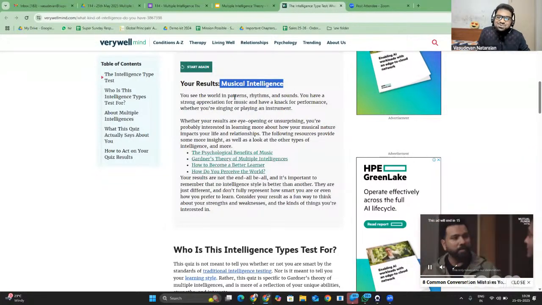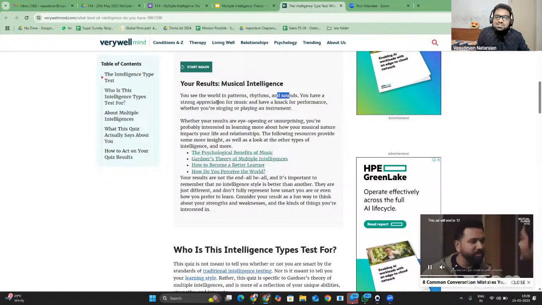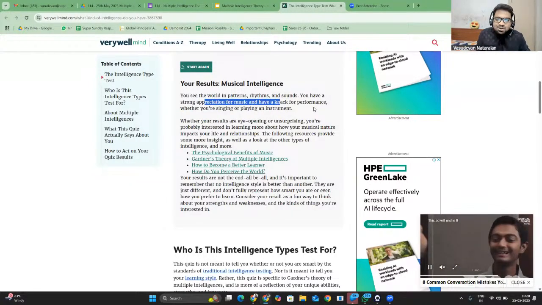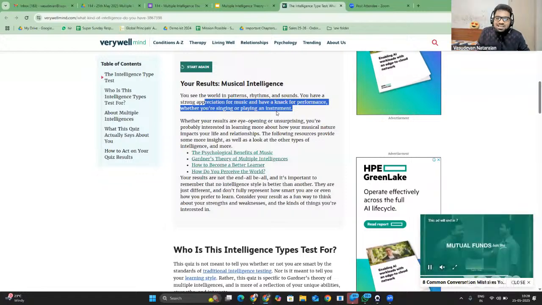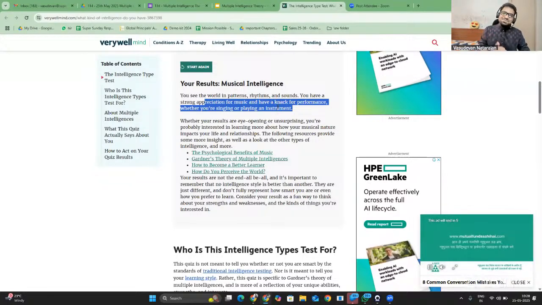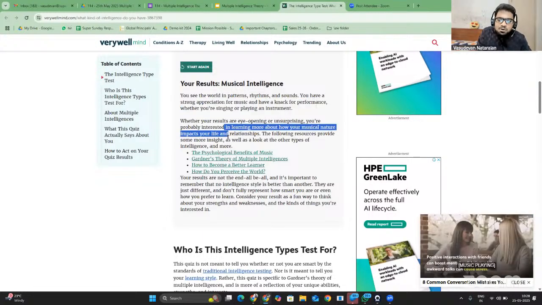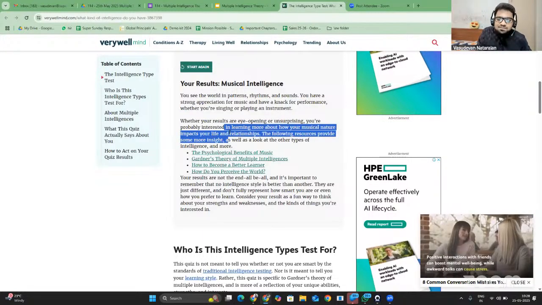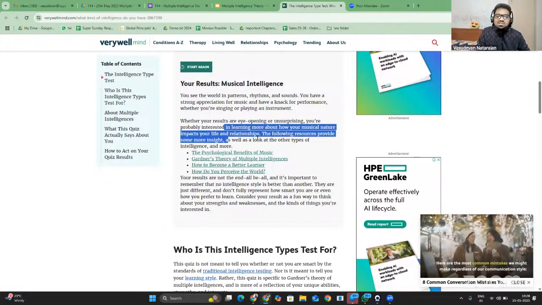You see the world in patterns, rhythms, and sounds. You have a strong appreciation for music and have a knack of performance, whether you're singing or playing an instrument. Oh, they are smart. I play keyboard. Whether your results are eye-opening or unsurprising, you are probably interested in learning more about how your musical nature impacts your life and relationship. And that's why when my wife scolds me, I sing a song. Oh, now it makes sense.